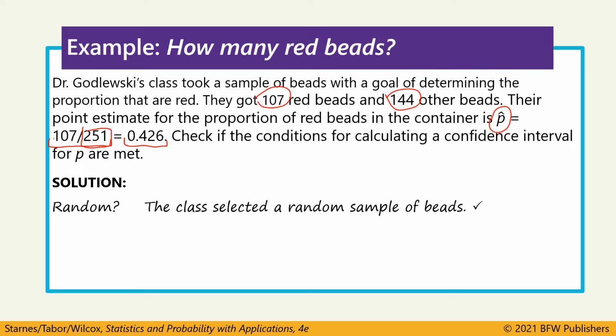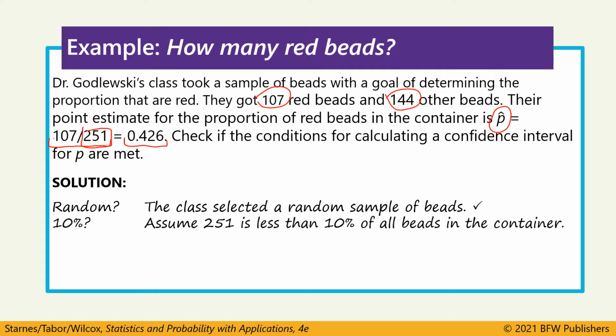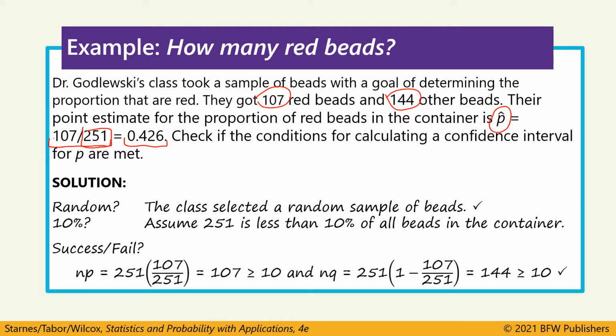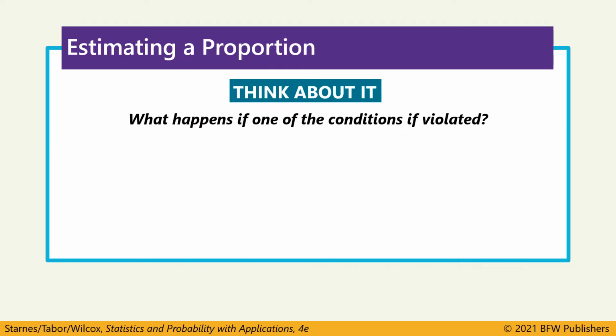The class selected a random sample of the beads. We're going to assume that 251 is less than 10% of all beads in the container. And when we check that success-fail condition, we see that we get 107 successes and 144 failures. This 42.6% is a rounded version of 107 out of 251. And just note that our n times p hat is always the number of successes, and our n times q hat is just the number of failures. Both of those conditions are met, which means we can go ahead and create a confidence interval for the true proportion of red beads in this container.